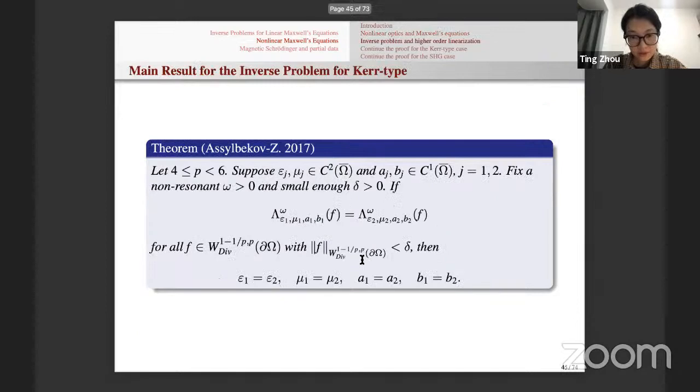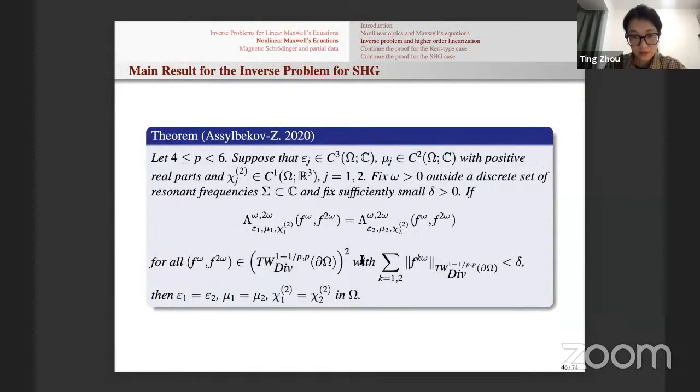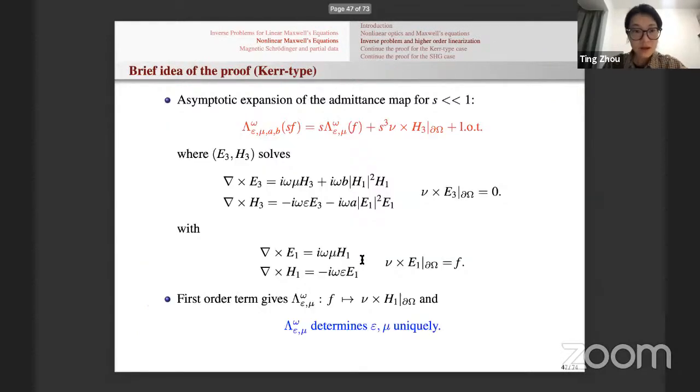Right. So here is the inverse problem uniqueness. This is the brief idea of the proof. We'll take the Kerr type, for example. As I mentioned before, you can do the first order linearization as what we did for the nonlinear conductive equation for the Calderon problem before for the special case. But here you can also look at the other terms in the expansion.